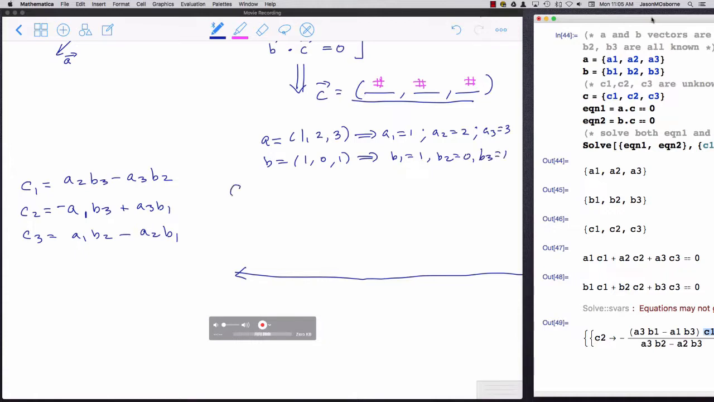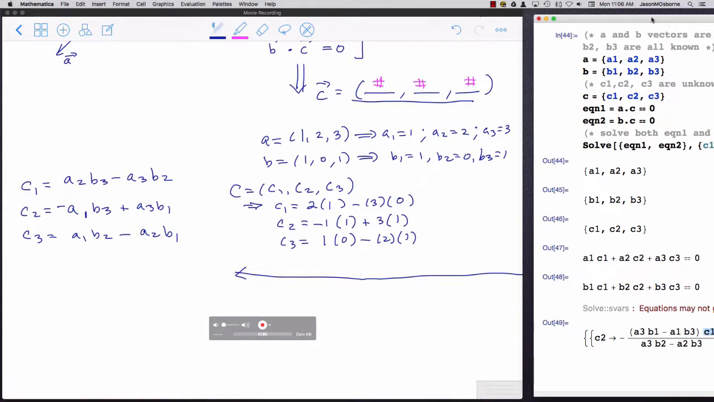Now where does this vector C come from? C is C1, C2, C3, where you get to use these numbers over here. So C1 comes out to be A2, which is 2, times B3, which is 1, minus A3, which is 3, times B2, which is 0. C2 comes out to be minus A1, minus 1, times B3, which is 1, plus A3, which is 3, times B1, which is 1. And C3 comes out to be A1, which is 1, times B2, which is 0, minus A2, which is 2, times B1, which is 1. So this tells us that the vector C should come out to be 2, negative 1 plus 3 is 2, and then negative 2.